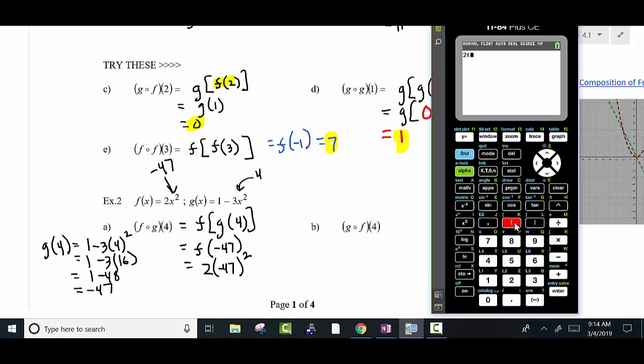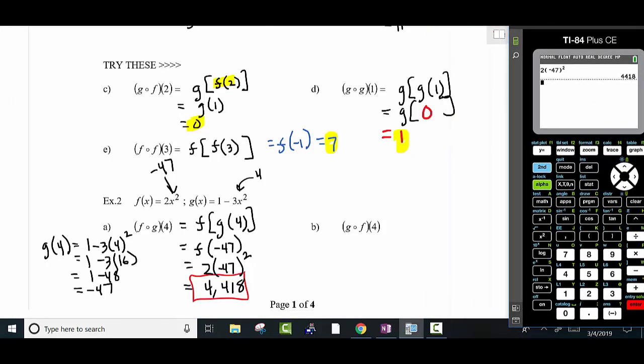So I just do 2 times negative 47 squared. You'll get a positive number on this. So I am getting 4,418 would be the answer to that composition then. Okay, that's the idea, all right? Okay, so you got to do that in the right order.